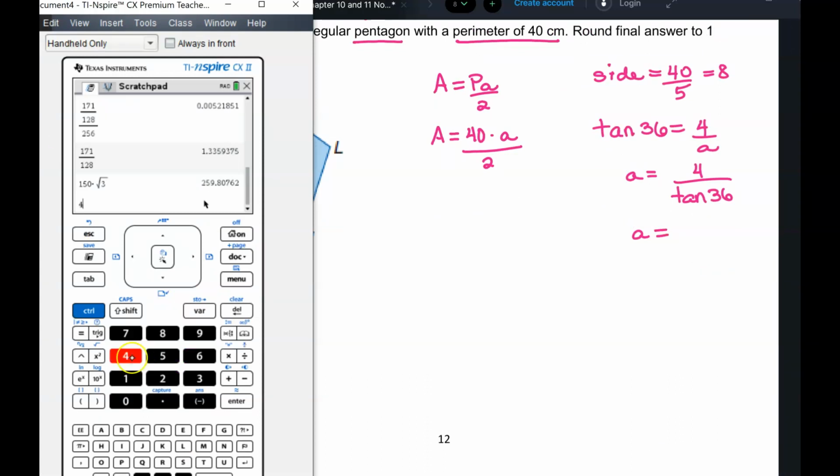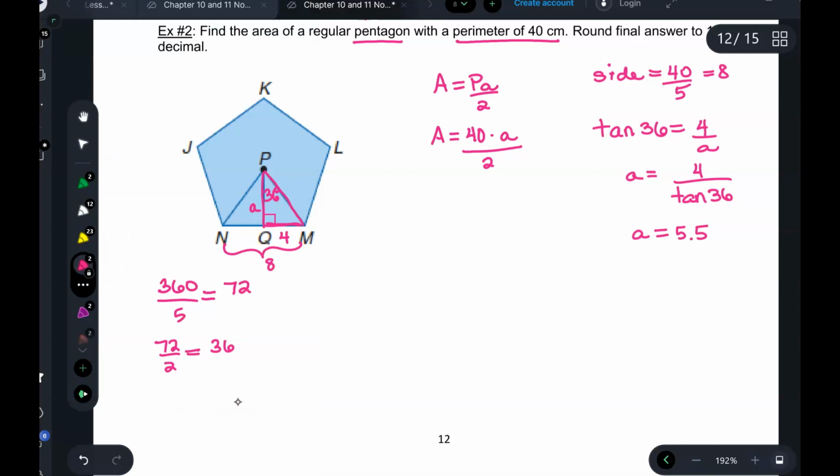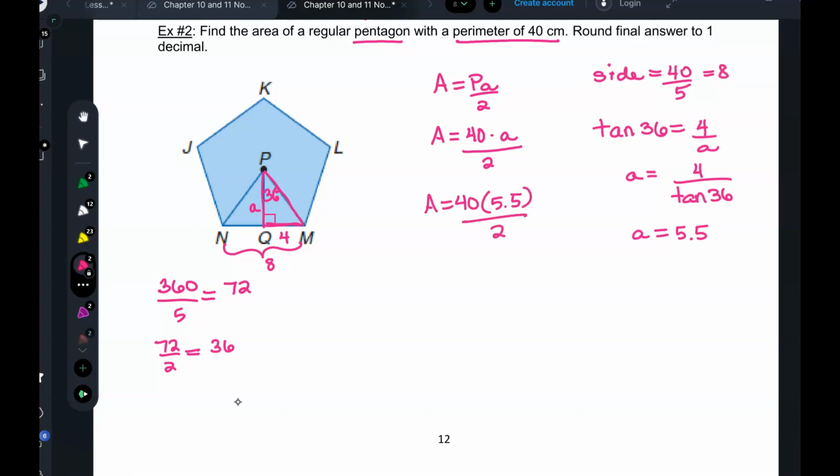So 4 divided by tangent, do we have our calculators? Oh, I found my calculator. We get 5.5. Okay, so now I could do 40 times 5.5 divided by 2. Will we always get the perimeter? Not always.